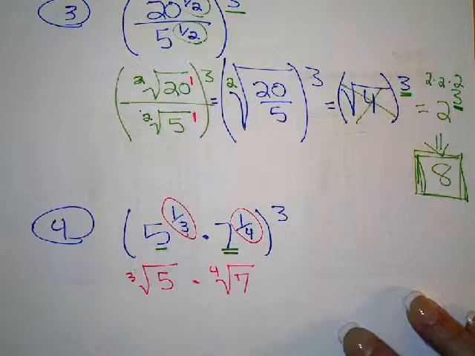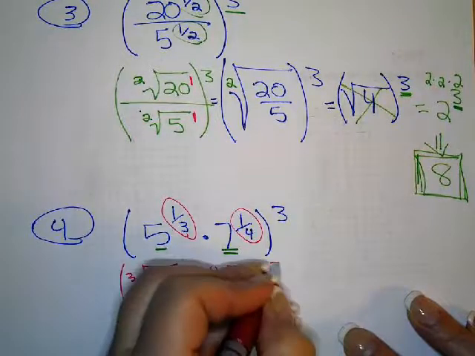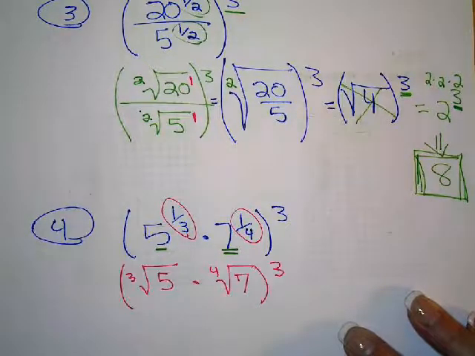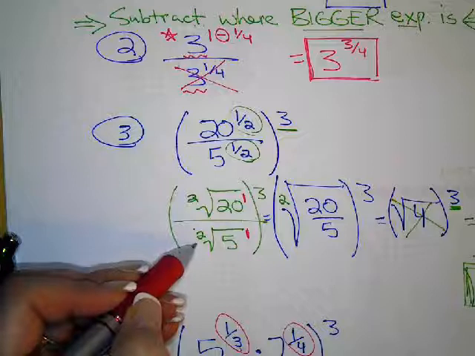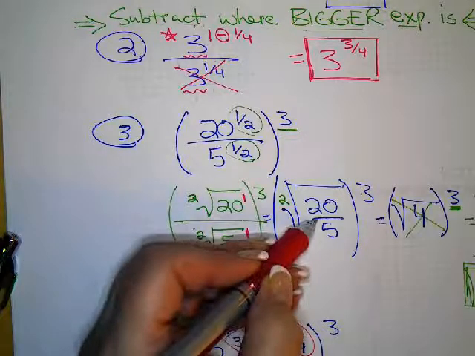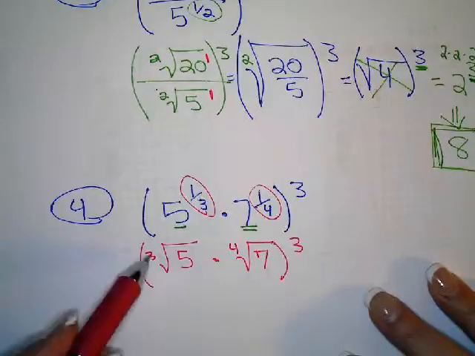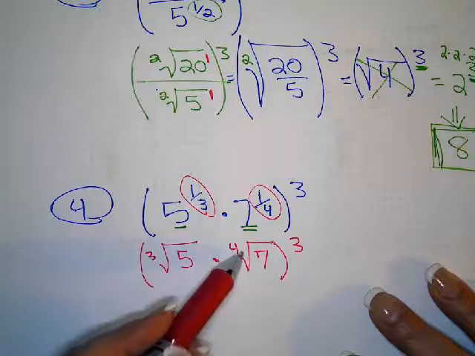Does that help us any? Can I write it as one big 4th root or one big cubed root? No. So we did that step for no reason. The only way that we can simplify with radicals is if we have the same radical. And right here, I have a cubed root and a 4th root. They're not the same. So this doesn't really help me.